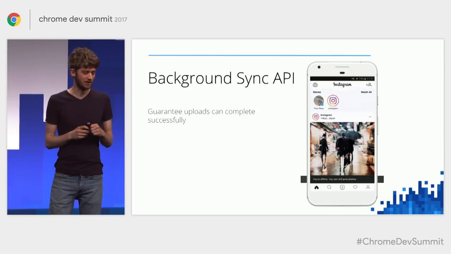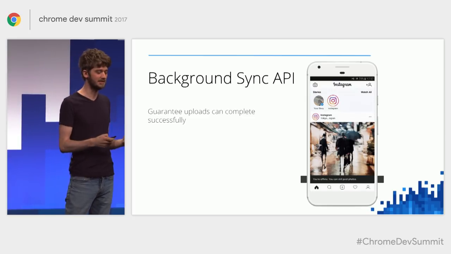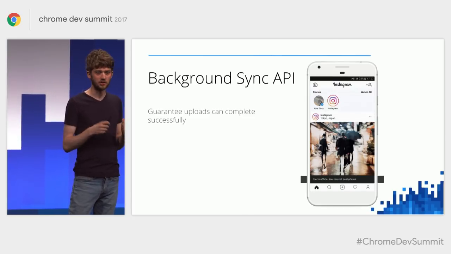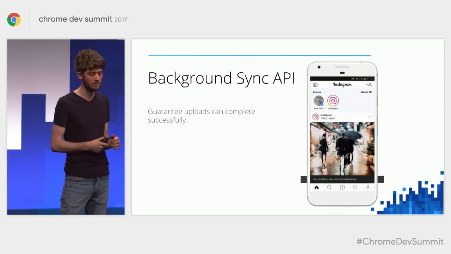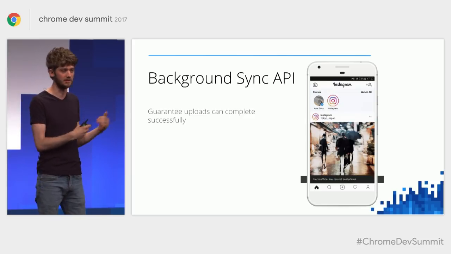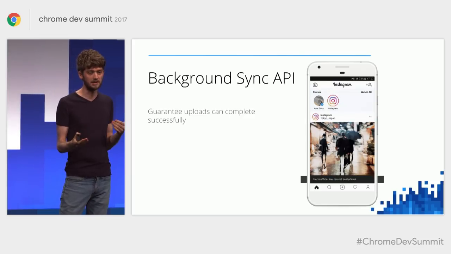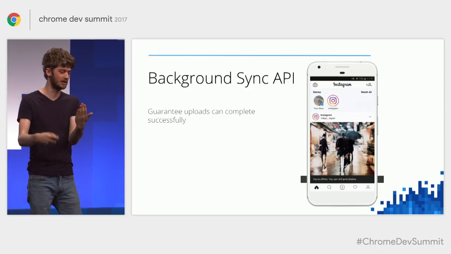So next is the background sync API. The background sync API allows you to guarantee the uploads complete successfully. So if you are building a messaging app or some kind of a social app like Instagram, when a user wants to post a photo or send a message, you want to make sure that it makes it up to the server, even if the user's on a flaky network or offline. And you don't want them to have to sit there staring at the site as it continually retries.